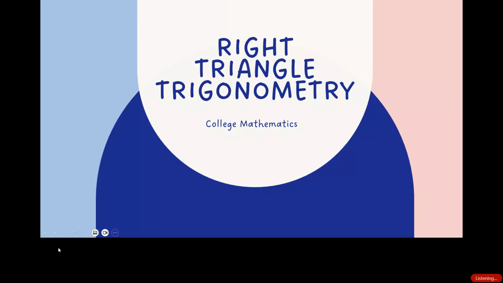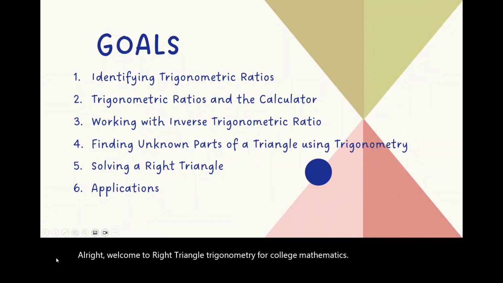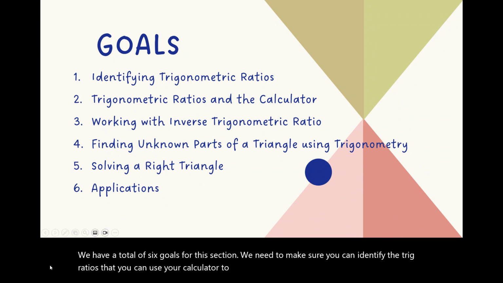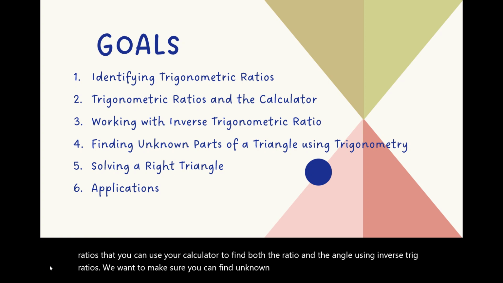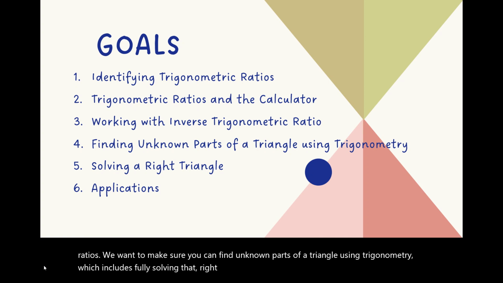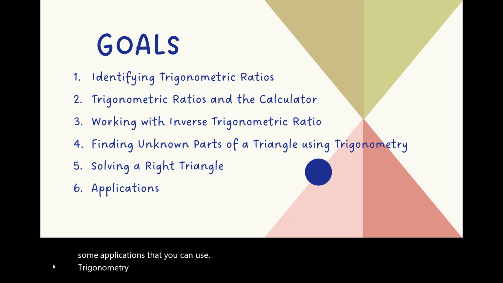All right, welcome to Right Triangle Trigonometry for College Mathematics. We have a total of 6 goals for this section. We need to make sure you can identify the trig ratios, that you can use your calculator to find both the ratio and the angle using inverse trig ratios. We want to make sure you can find unknown parts of a triangle using trigonometry, which includes fully solving that right triangle. Along with that, we're going to show you some applications that you can use trigonometry to solve for both a missing side and a missing angle.